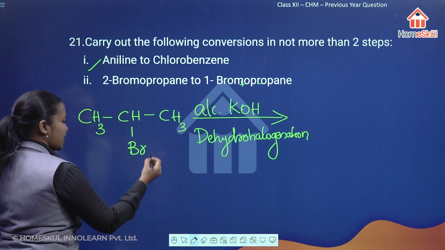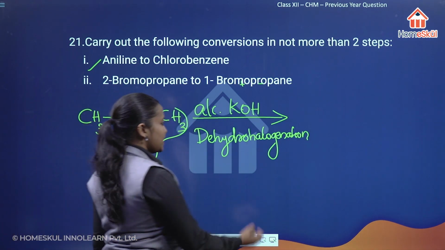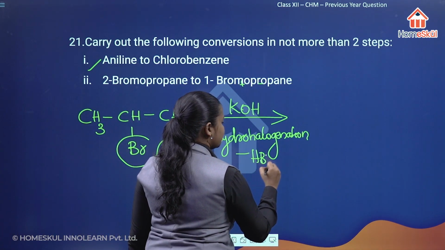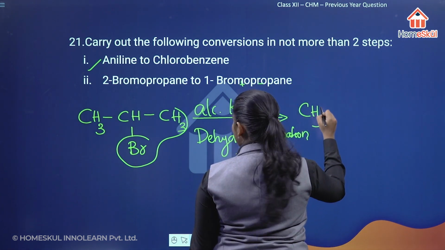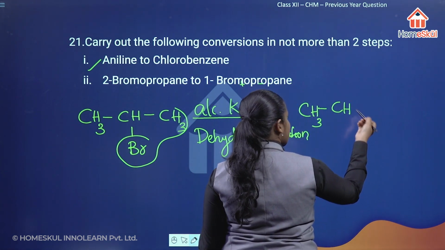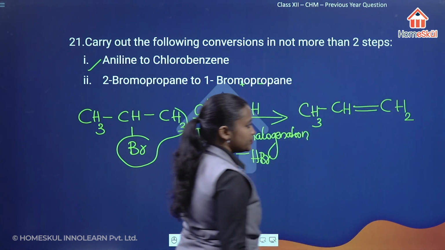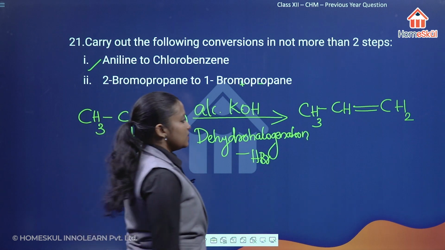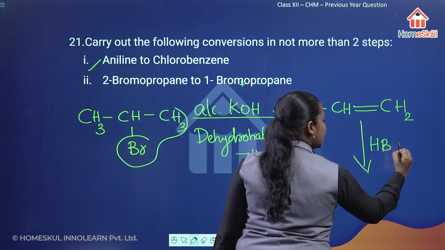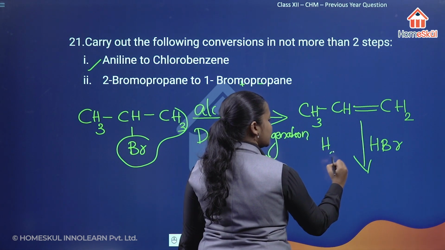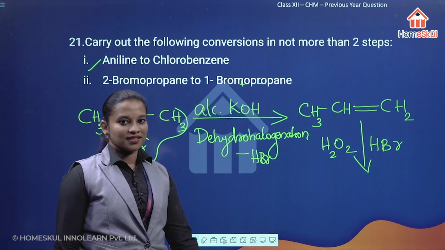Okay, here we can see that a Br and a hydrogen are eliminated, minus HBr. Then we'll get CH3-CH=CH2, an alkene, formed. Then it is treated with HBr in presence of H2O2. Okay, we are familiar with this.